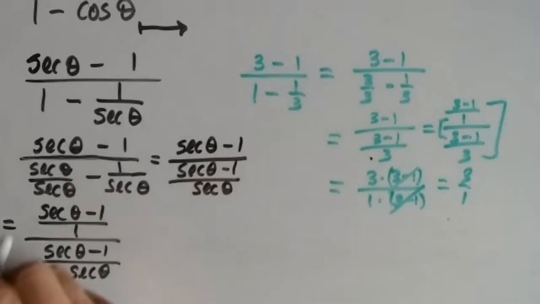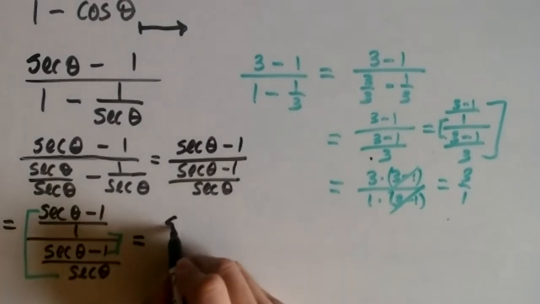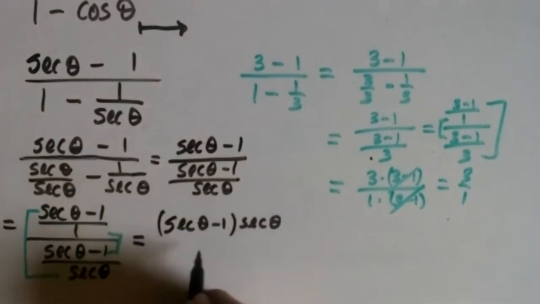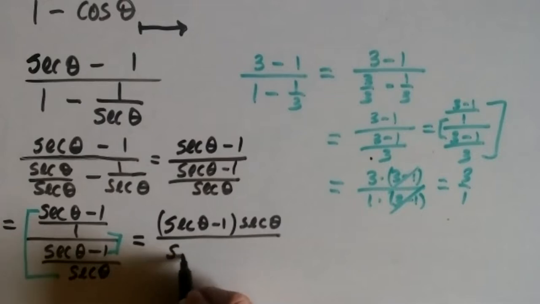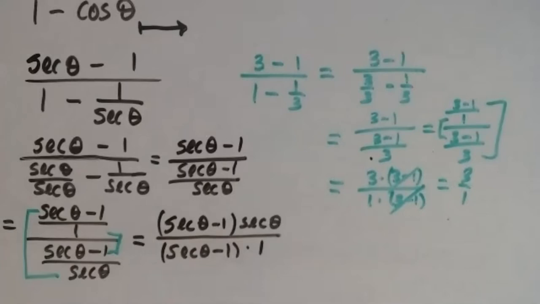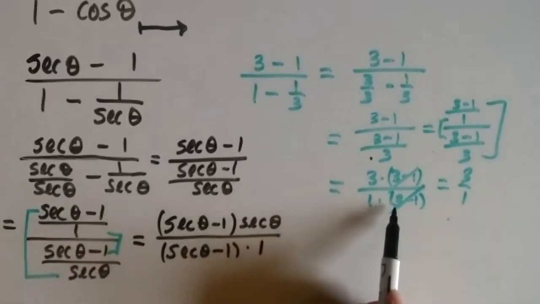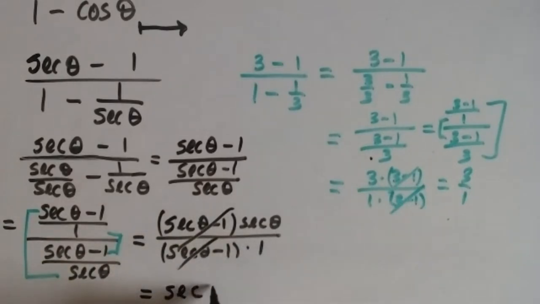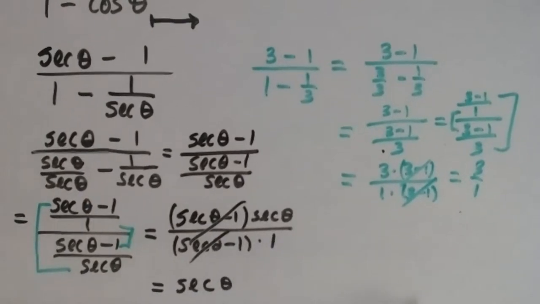Okay, sandwich rule. I multiply these two and put the product at the top, and then I multiply the middles and put it at the bottom. So this is secant theta minus 1 times secant theta over secant theta minus 1 times 1. What you can simplify exactly right here: this parenthesis cancels out, and then you have secant theta over 1, secant theta. Okay?